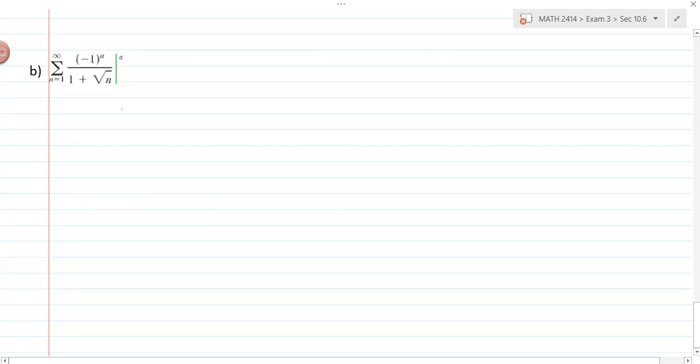Let's look at another one. So the first thing we're going to notice here is that we do have an alternating series. Then you need to check to see if your series is going to be non-increasing, and then also check the limit as n goes to infinity of a sub n.